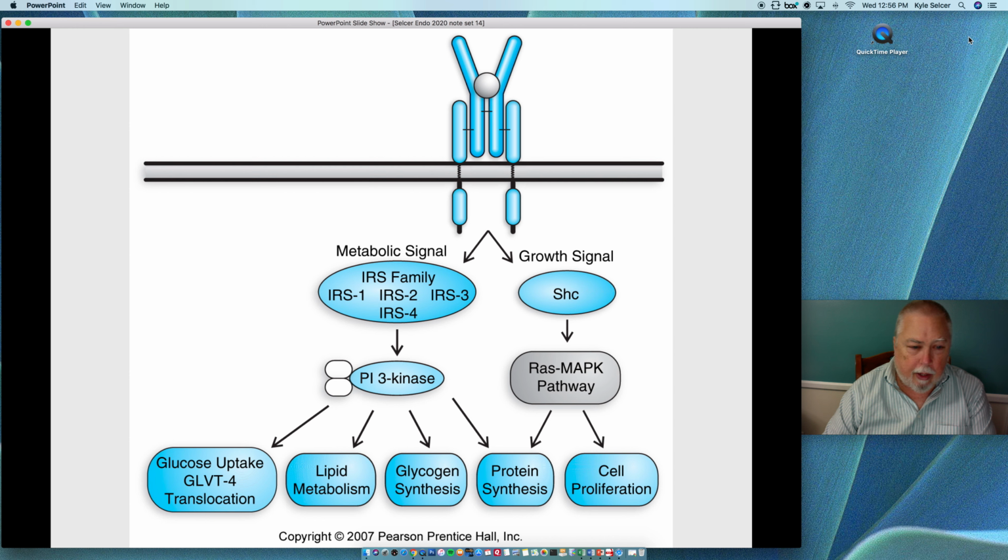kinase. Things that happen when you activate PI3 kinase are glucose uptake through the glucose 4 transporter. So you're going to make more of the GLUT4, and you're going to put it into the membrane. Lipid metabolism: you start storing energy as fat, and you stop breaking down fat. PI3 kinase, glycogen synthesis occurs, glucose to glycogen, and then protein synthesis in muscle. Lipid metabolism partly in the liver and partly in the muscle, in the adipose tissue. Growth signals go through this RAS, RAF, MEK pathway, causing cell proliferation and protein synthesis.